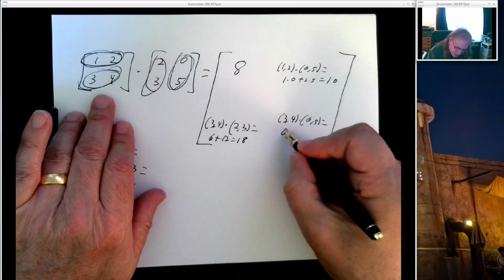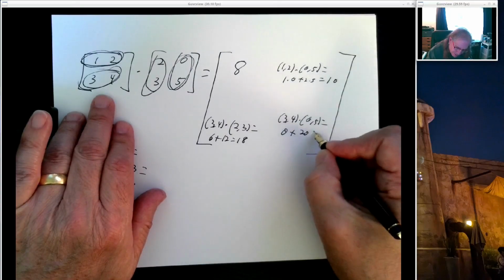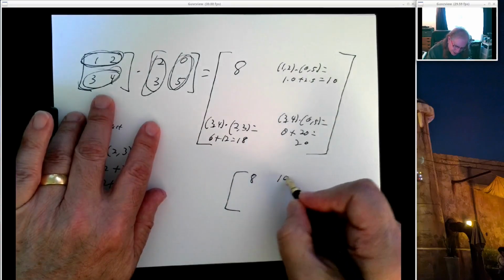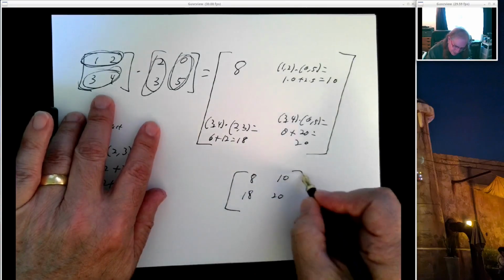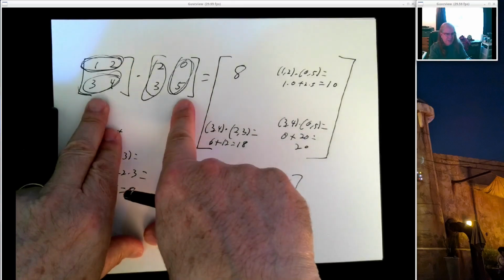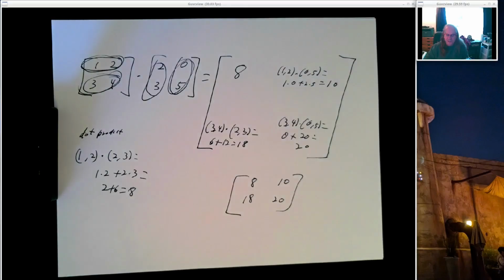3 times 0 is 0. 4 times 5 is 20. That's 20. So our product matrix is 8, 10, 18, 20, which is not super obvious from just looking at these two matrices. So that's the procedure for multiplication.